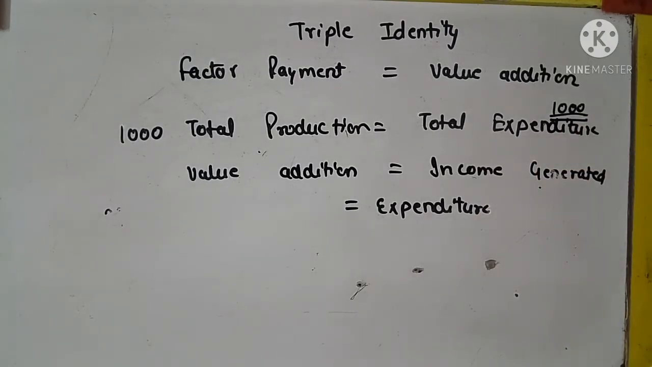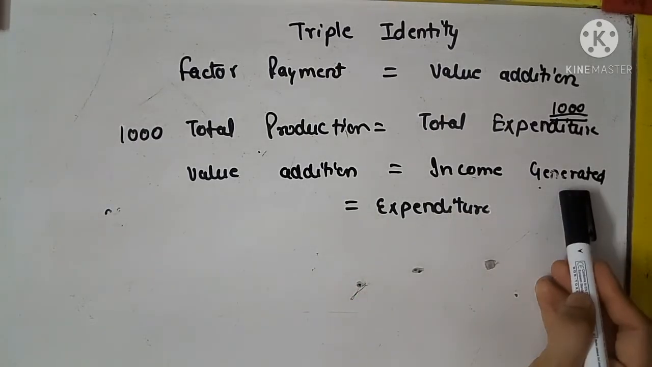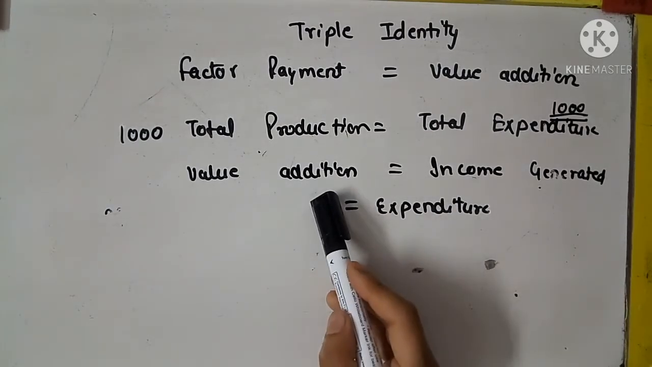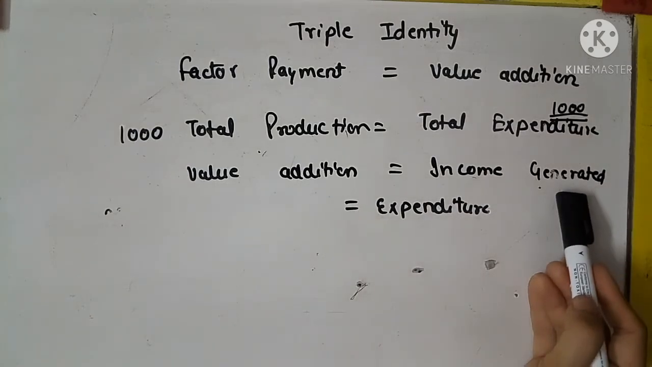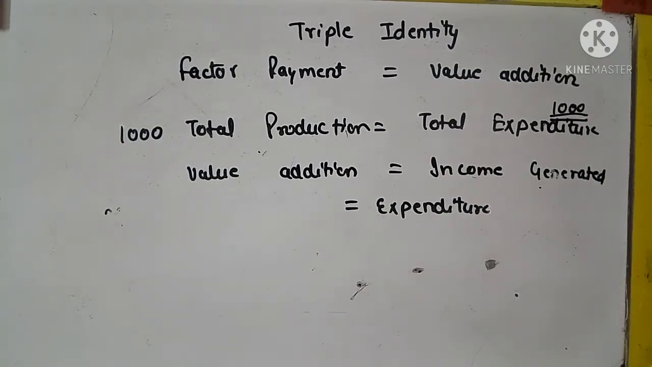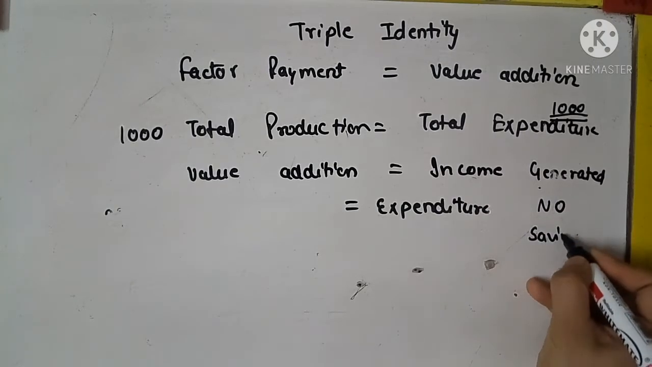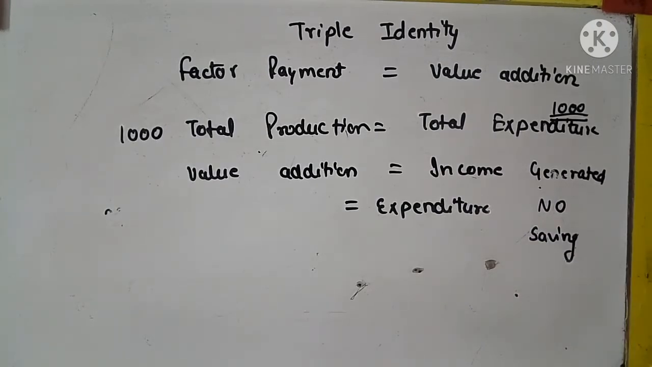Third, the value addition is equal to income generation, meaning whatever value we add is equal to our income, and whatever income we earn is our expenditure. It means no stock is left and no savings will be in this economy. So this is known as our triple identity economy.